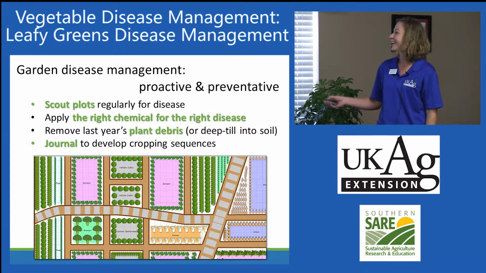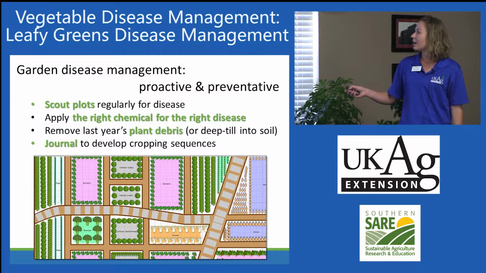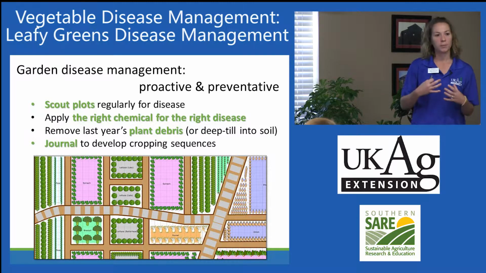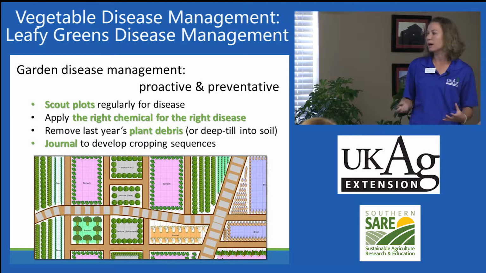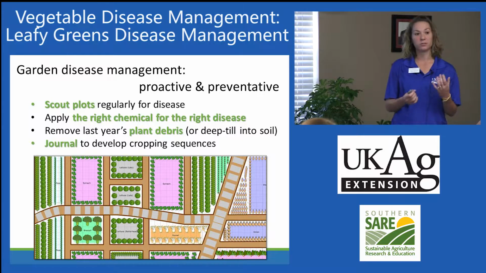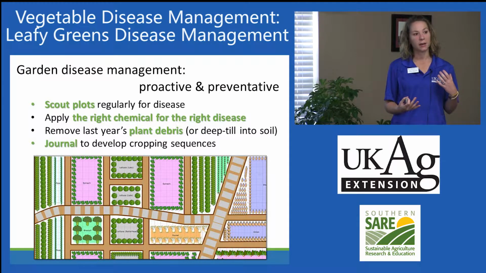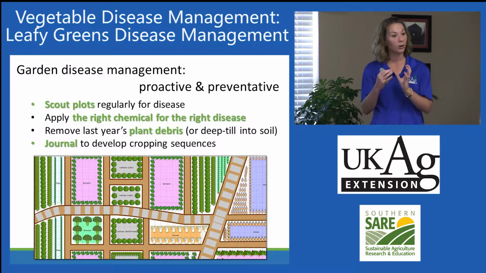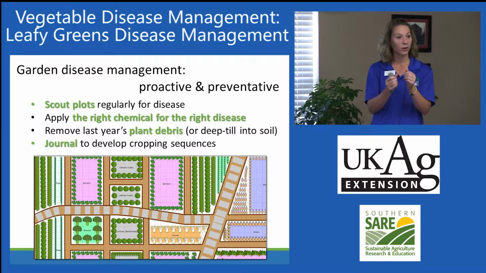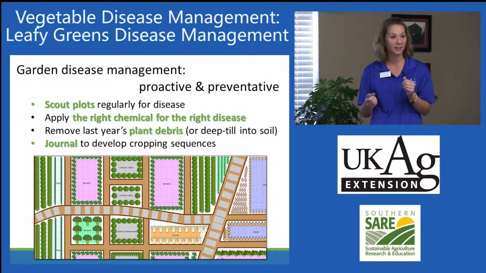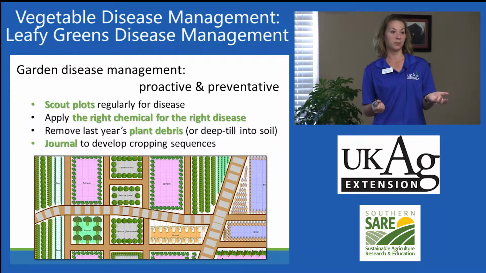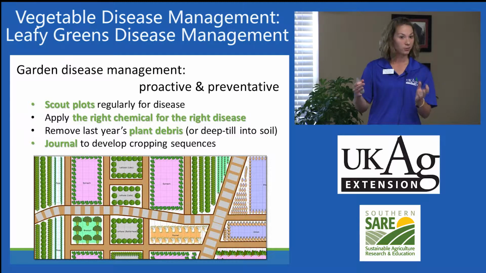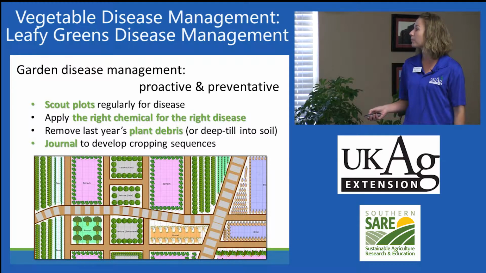This is the last slide. Along with those proactive approaches, you want to be scouting plots regularly. Keeping track of disease in the garden can only put you in a better position for next year. There's actually some apps that help folks keep track of where they've planted what in the garden. This is particularly important for folks that are trying out different varieties so they know how they perform.